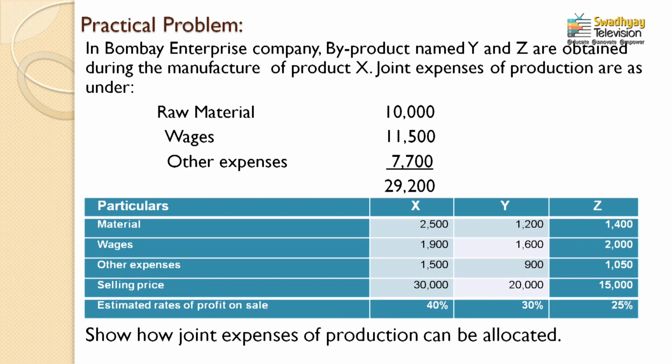Now the important part of this question is the last column of the table, the estimated rates of profit on sale. This is the percentage of profit charged on the selling price: for X it is 40%, for Y 30%, and for Z 25%. This percentage will help in distributing the joint expenses given in the first part of the question, which are raw material, wages and other expenses, totaling 29,200 rupees.